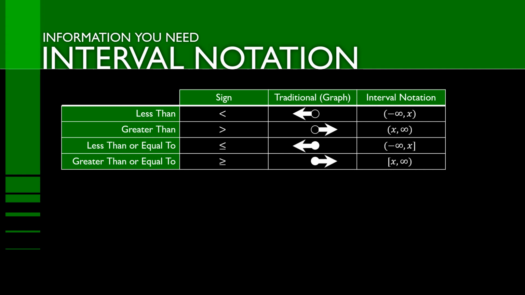Now less than or equal to. With less than or equal to, again, thinking on the number line, what comes first? In this case, it's the arrow. Then it's the closed circle.